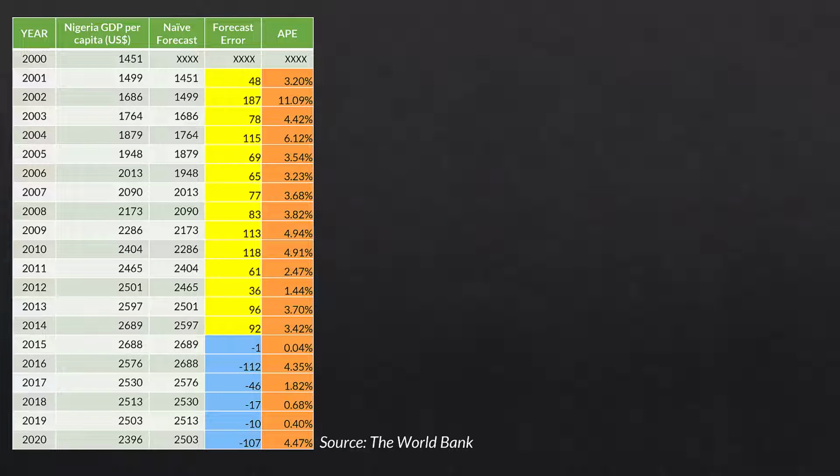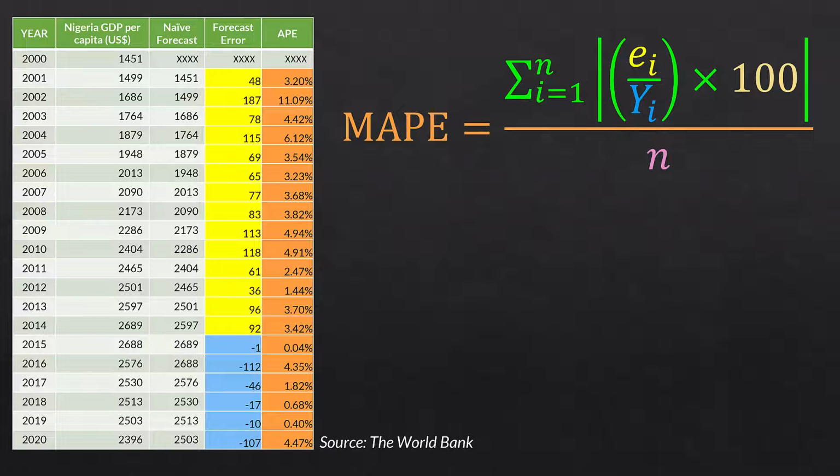So here is our table again. In the final column, we have APE, which is absolute percentage error. Now, how do we calculate that? Well, it looks like this. Now, this formula looks a lot worse than it actually is. I'm going to walk you through it step by step.